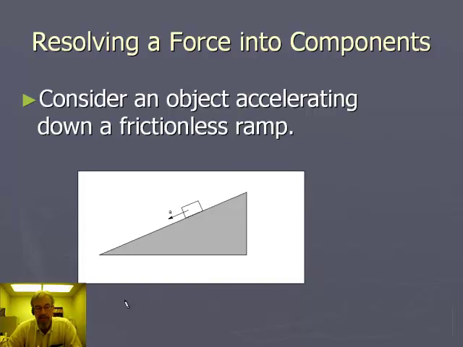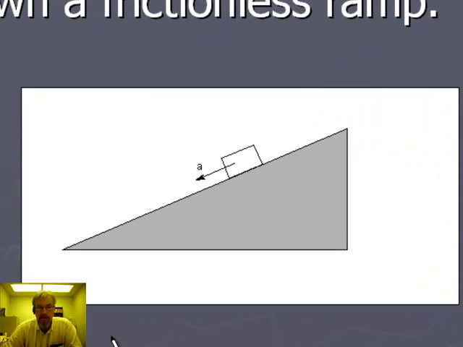This is a classic case of such a situation. An object accelerating down a frictionless ramp. So here's a ramp. We're going to pretend it has no friction. It's like super slippery, so slippery that there's no friction at all. We're going to change that eventually, but we don't know much about friction yet, so it's going to be frictionless.